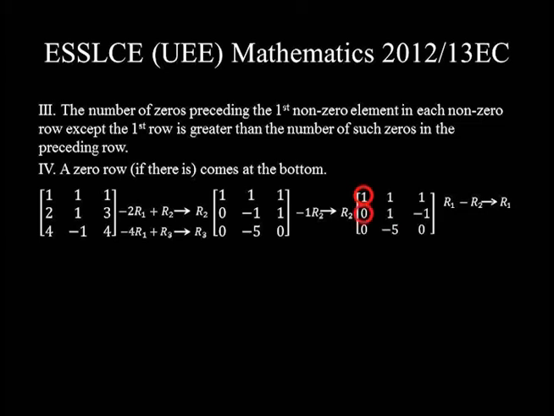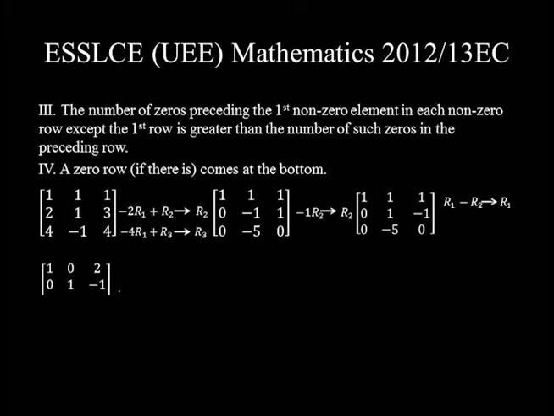That's 1 minus 0 is 1. 1 minus 1 is 0. 1 minus -1 means 1 plus 1, which is equal to 2. Row 2 will stay the same. That's 0, 1, -1.